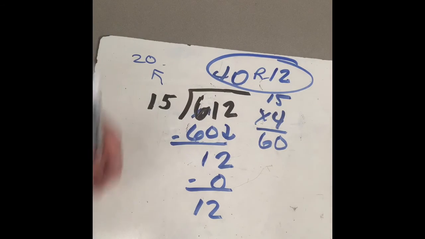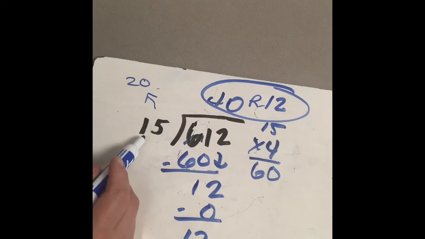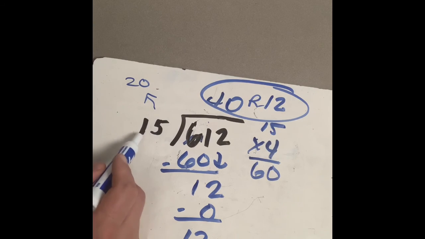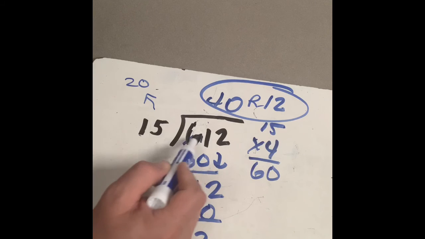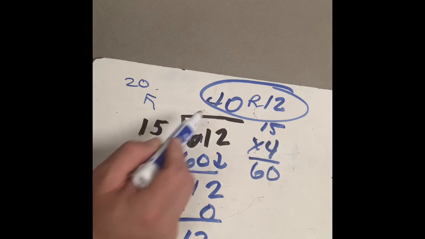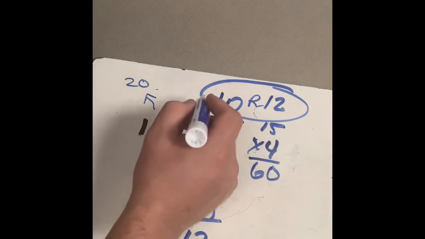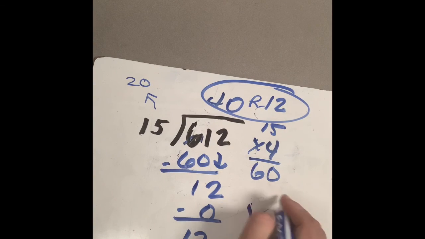Now, ladies and gentlemen, I also can use some estimation to figure out if my answer is reasonable or not. I actually happen to know off the top of my head my 15s, because 2 15s gives me 30, and 30 times 2, which would be 15 times 4, is 60. The 612 I can think of as a 600, in which case I know it should go roughly 40 times, and it does. It's 40 with a remainder of 12, so I know my answer is reasonable, and I can move on.